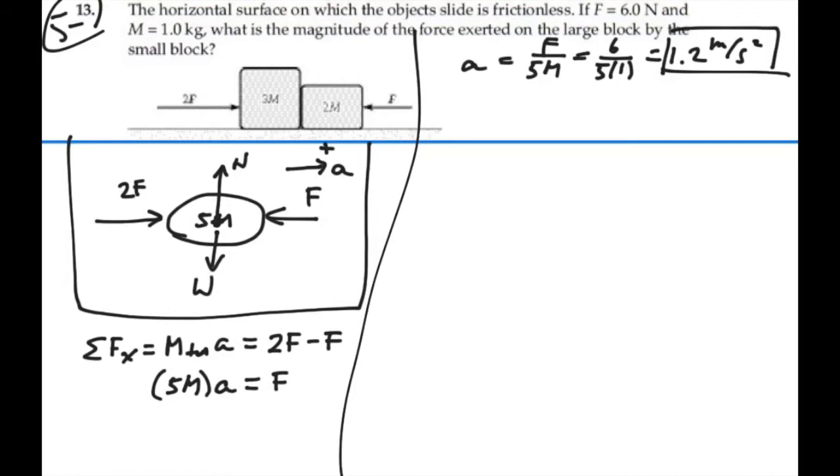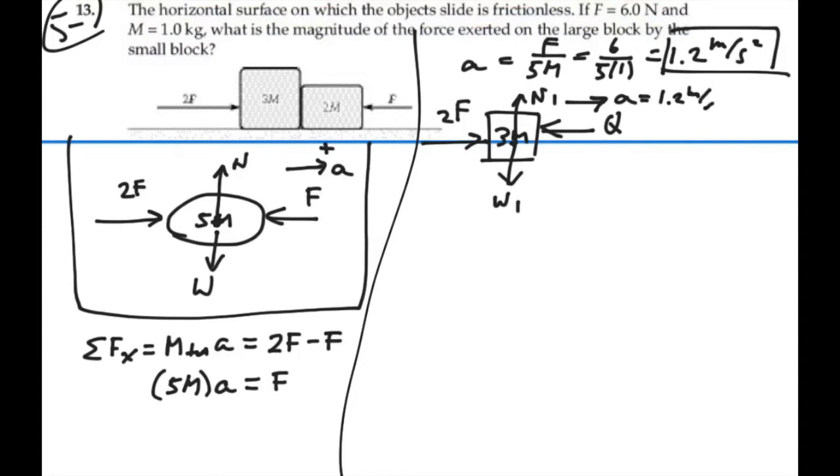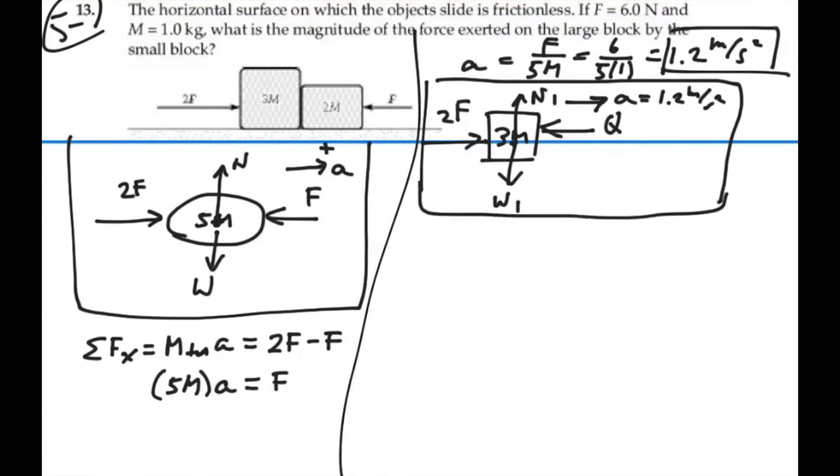Now we can go more internal. We blobbed it together so we didn't have to worry about the internal force, but now we do, because that's what we want to find: the magnitude of the force exerted on the large block by the small block. So let's do a free body diagram of the large block. Here's our 3M. We have this 2F force on the left, and we're going to have a reaction force, let's call it Q, pushing on it from the right. It's going to have weight, let's call it W1, and a normal force, let's call that N1, but they'll be transverse to the motion, and as a result of all this, it's going to accelerate to the right with a value of 1.2 meters per second squared. So that is our new free body diagram for block number 1, the large block.